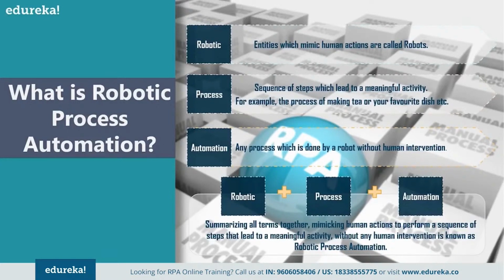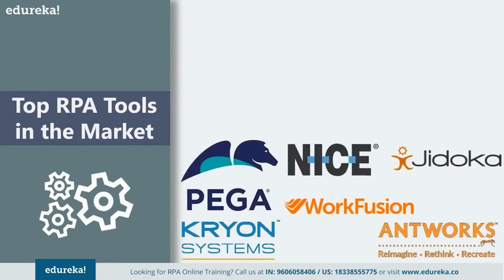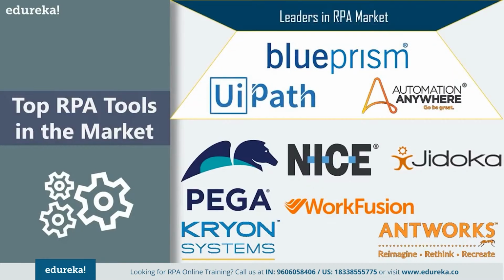All right. Now that I said robots perform your jobs, let me tell you that they're not actual physical robots performing your jobs, but there are various tools present in the RPA market performing your jobs, right? These tools offer various products and functionalities to do so. Let me quickly brief you on the market leaders in RPA. There are various tools available in the RPA industry such as Pega, Kryon Systems, NICE, WorkFusion, AntWorks, and Edureka. But the top leaders in the market are Blue Prism, UiPath, and Automation Anywhere. Since this session is completely based on Automation Anywhere, let's concentrate only on Automation Anywhere.